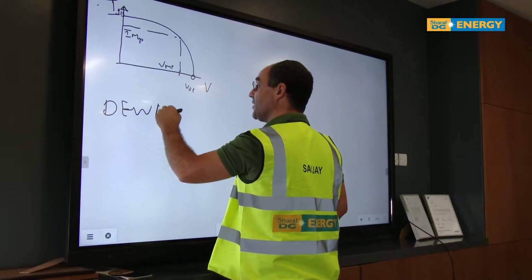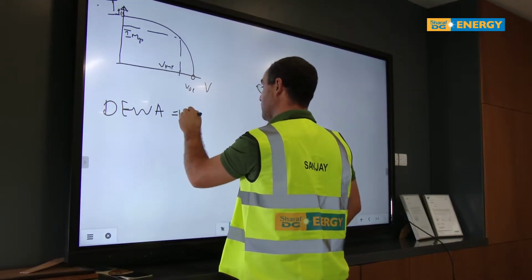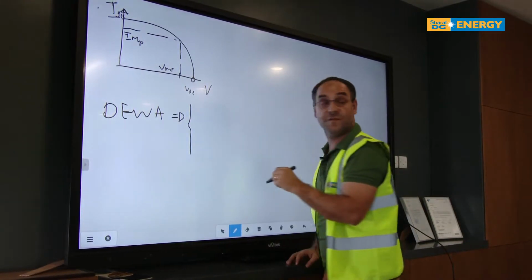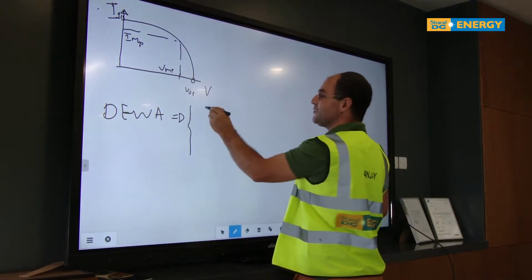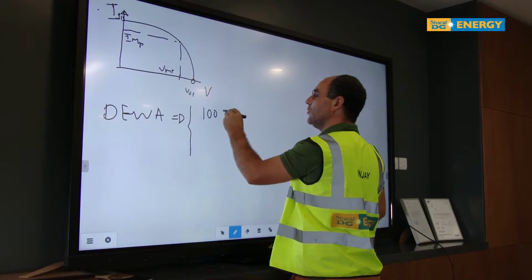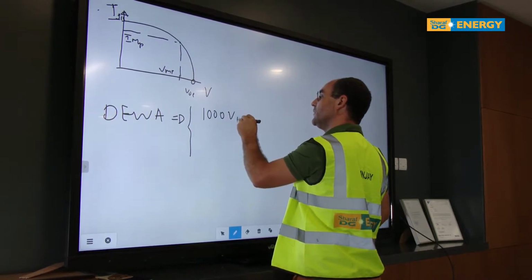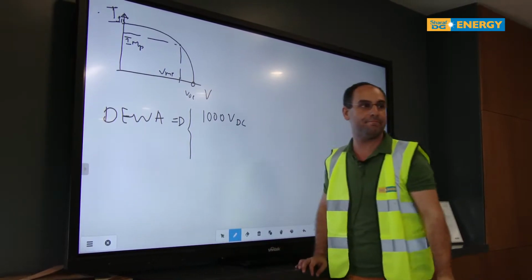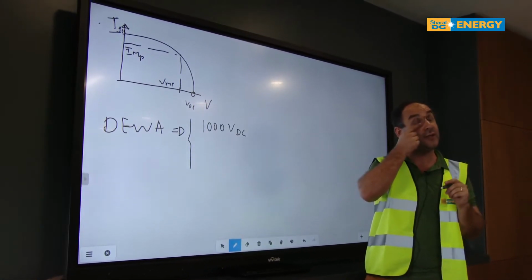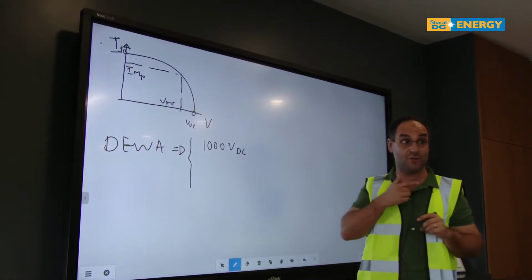The regulation says the following: you can only build up systems up to 1000 volt DC. So your electrical configuration, as I told you before.